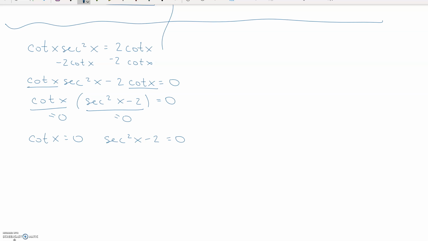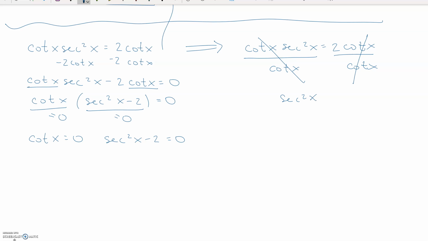Pausing this problem for just 1 second. Scooting over here, if we started again, cotangent x times secant squared x equals 2 cotangent x. The go-ahead-and-divide-by-the-variable group would say divide by cotangent x, divide by cotangent x, so cancel, cancel, you get secant squared x equals 2, but then whatever you've divided away, cotangent x, is also set equal to 0. So it's a really big shortcut. You get to the same place, essentially, but with less work. The danger is if you forget to set the variable term, the term that you're dividing away, equal to 0, you're going to lose half your problem.